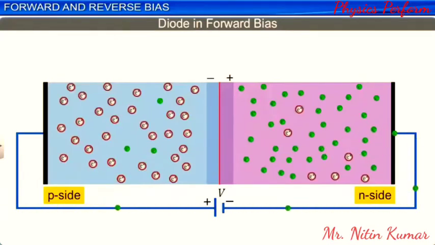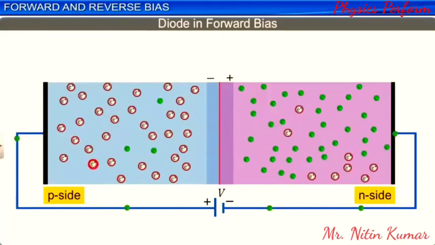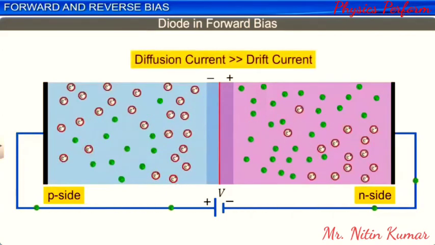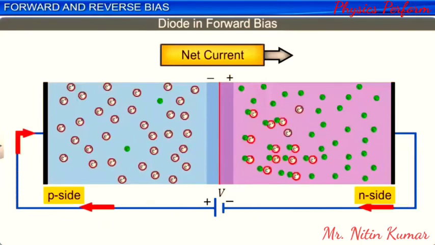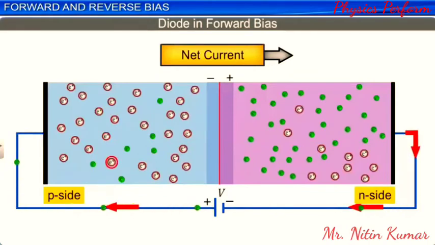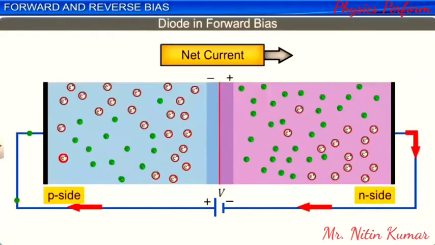But the drift current remains almost unaffected since the rate of formation of hole-electron pairs is almost constant and is independent of the electric field applied by the battery. Thus, the diffusion current exceeds the drift current, and a net current flows from the P side to the N side in a forward-biased diode. The net diode forward current is equal to the sum of the hole diffusion current and the conventional current due to electron diffusion. This current is in the milliampere range.